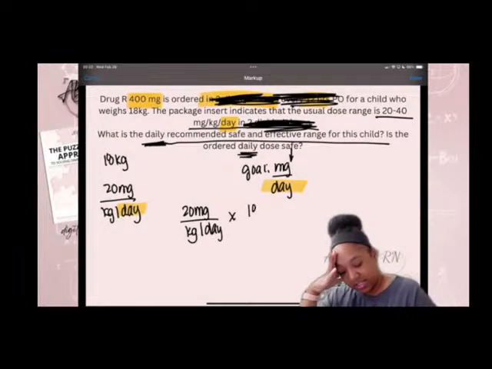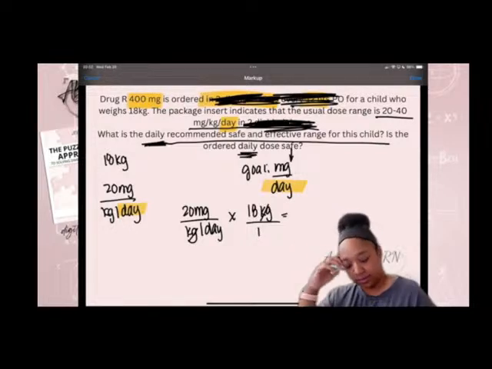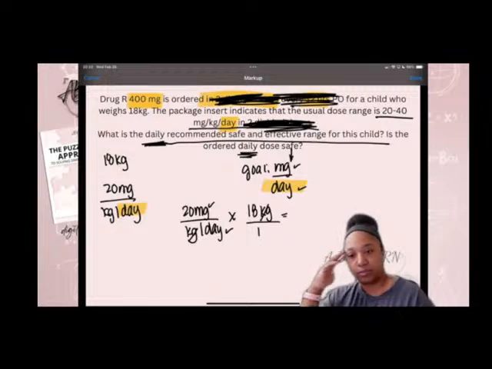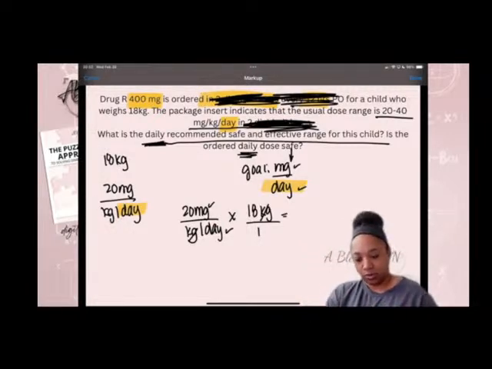times 18 kgs over 1, kilograms cancels out. And now what are we left with? Milligrams on the top and day on the bottom, just like the goal. Okay, so what is that? 20 times 18, 360 mgs per day. So that's the least that they can have.